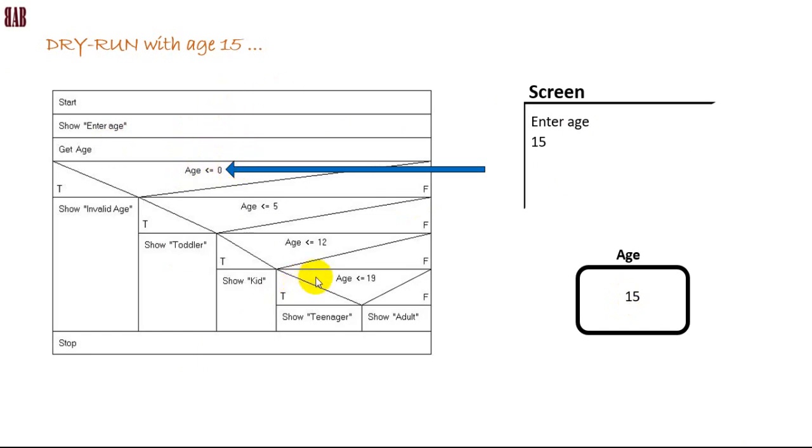Same NS chart, no changes. Is age less or equal to 0? No, it's not. It's 15. It's a greater number. So it is not less, it is not equal. So you come to the false side.